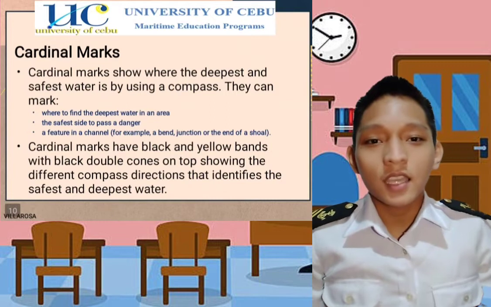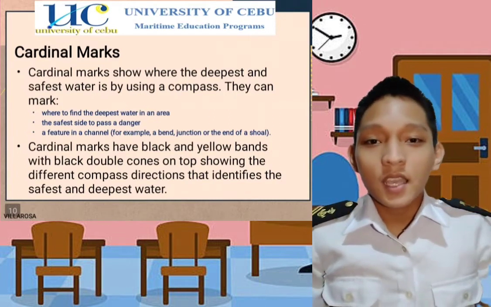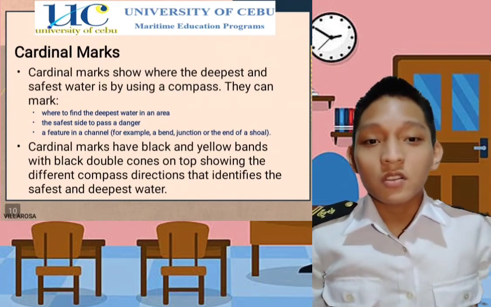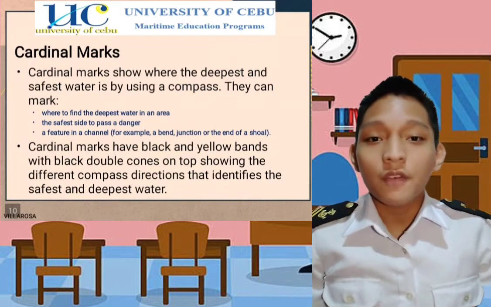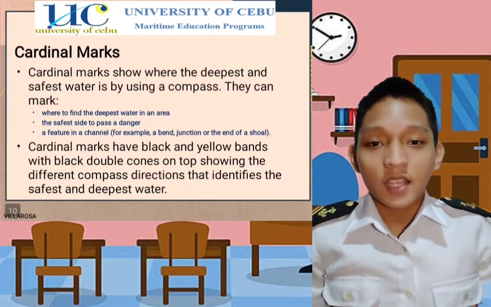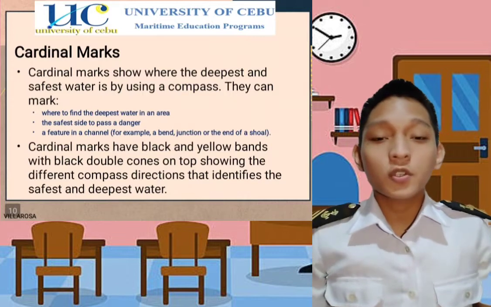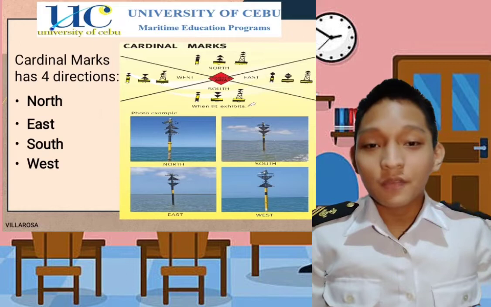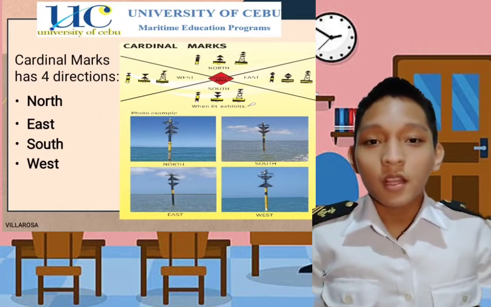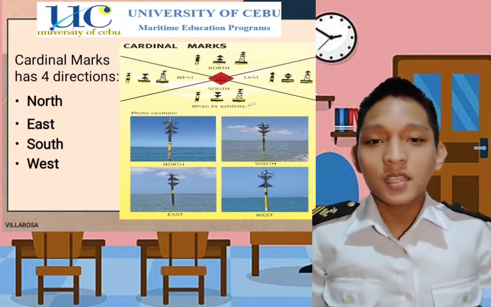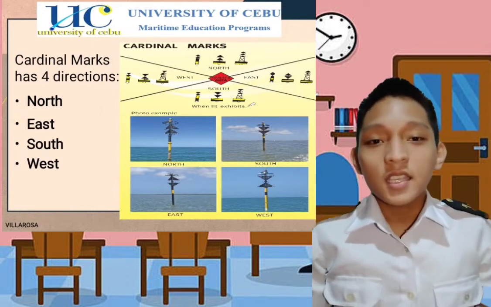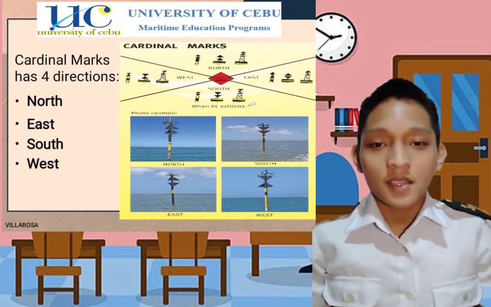So basically at night, each type of these cardinal marks has a flashing white light with different groupings of flashes, which is continuous or groups of 3, 6, or 9 flashes. To remember each type, we will just think of a compass face with the numbers of a clock, which is marked on each direction: north, east, south, and west.